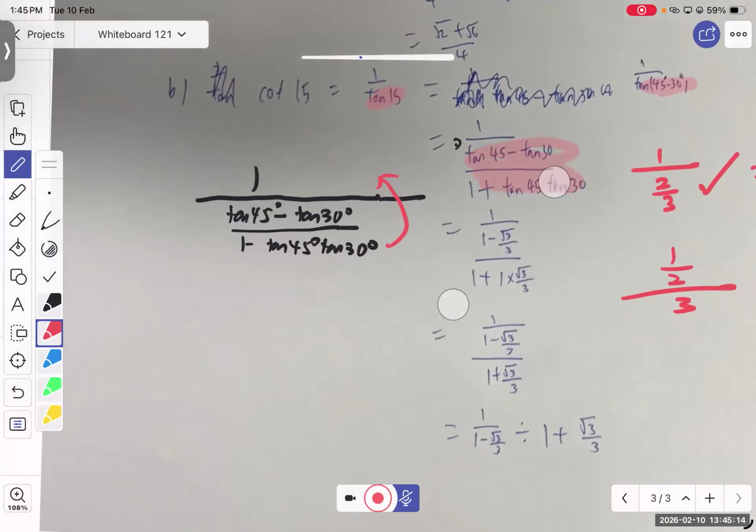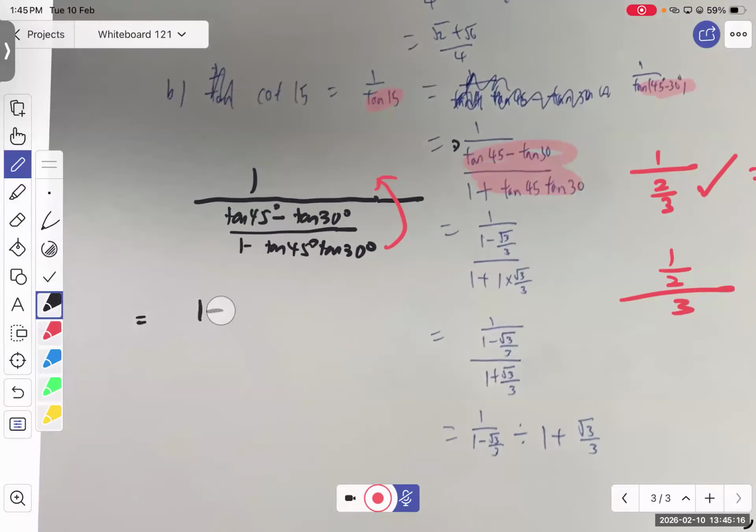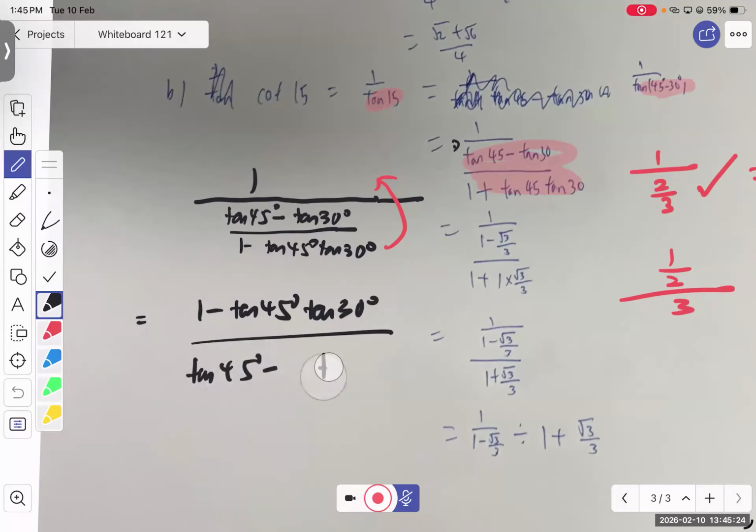So that means I'm saying that this is 1 minus tangent 45 tangent 30 over tangent 45 minus tangent 30. Okay, and from that, what's tangent 45?